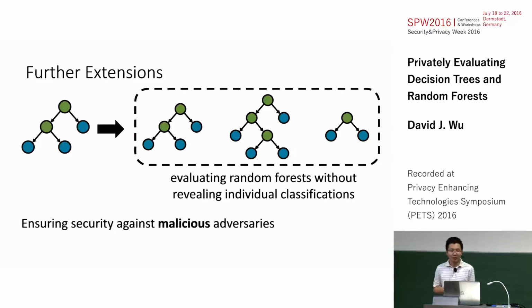Another thing that we show in the full paper is that we can actually get security against malicious adversaries without too much extra effort. And this is especially important because when we talk about deploying these protocols in the real world, we're really interested in malicious settings, and semi-honest settings are often not sufficient.